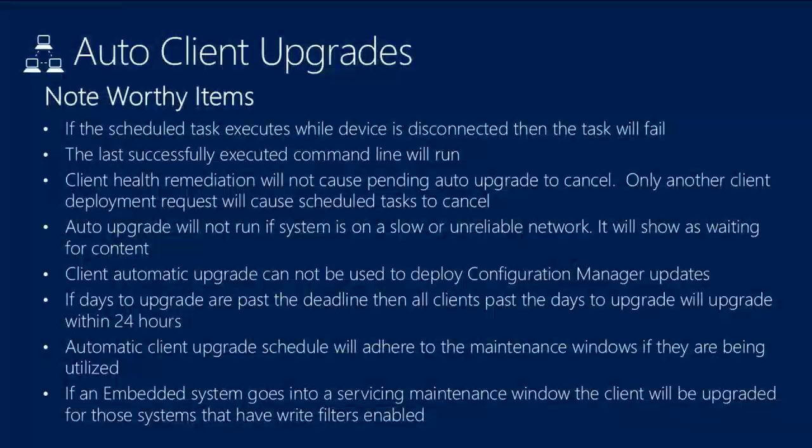Yeah. So here's some noteworthy items. I've covered a few of them when we were talking. One key note, if the client's on a slow or unreliable network, if that's how you've set up the boundary that those machines are always on, it's not going to run the process. So it's not going to force the machine to go across a slow network to download content. So those machines will wait until they're back on a fast boundary to be upgraded. So if they never come back on, that would be something that will be caught when you turn back on software update point installation.